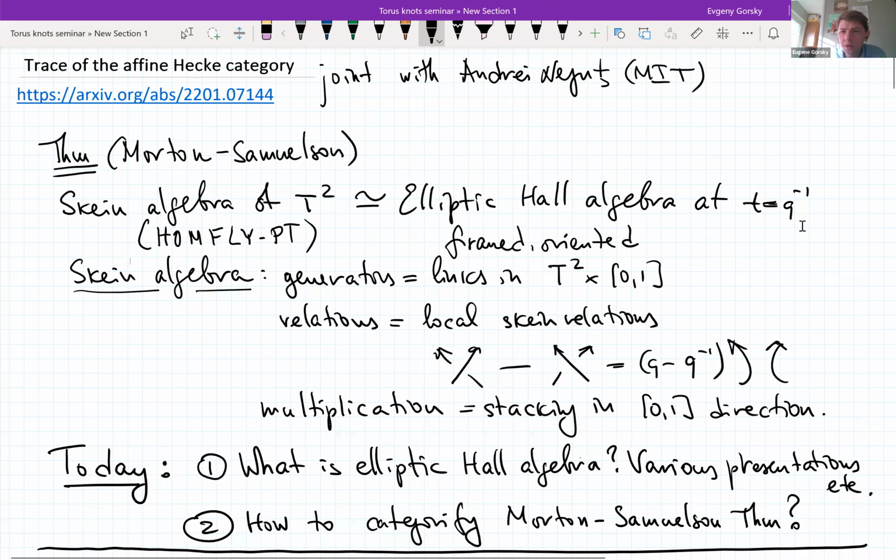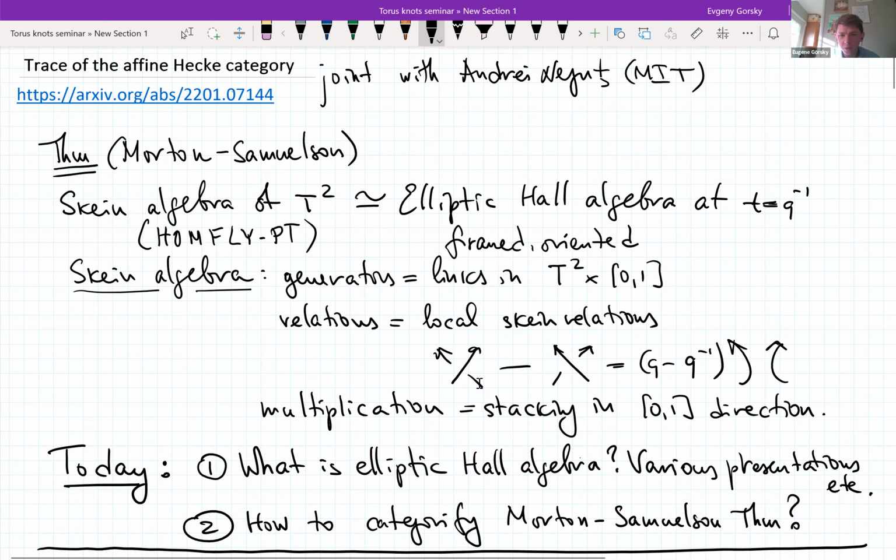And then on the other side, you have some mysterious algebra, which I haven't defined. You specialize t equal to q inverse, and then you recover the same thing as the skein algebra. I will briefly explain the idea behind the proof of this theorem.